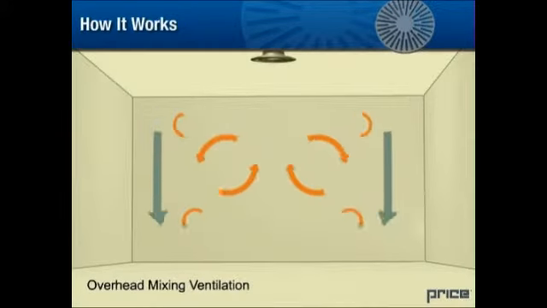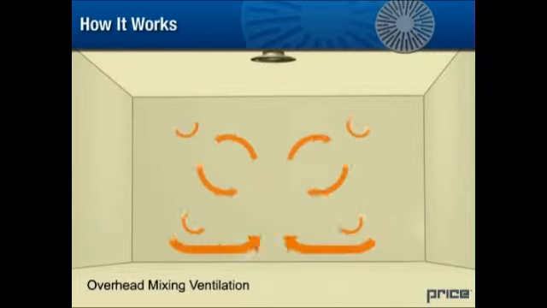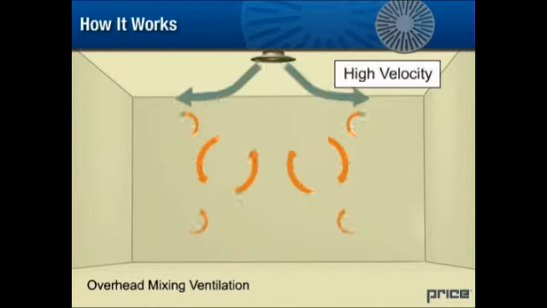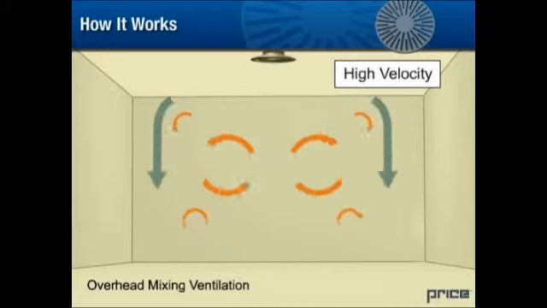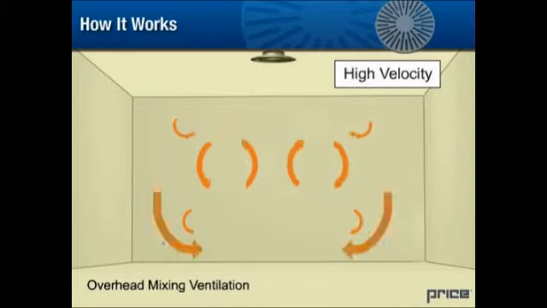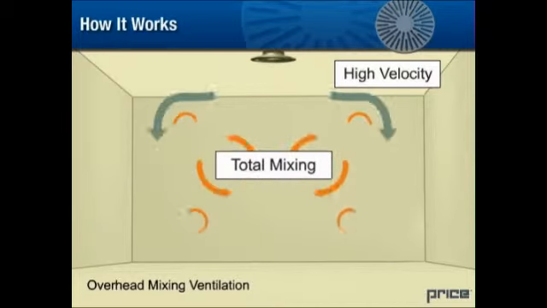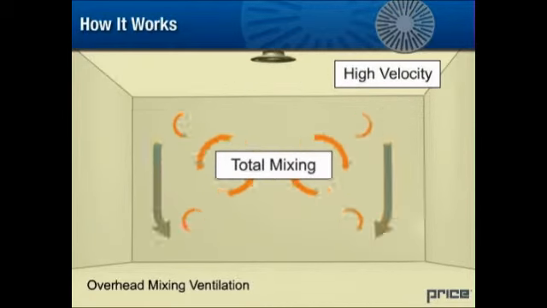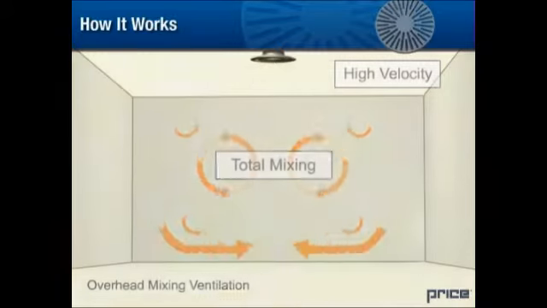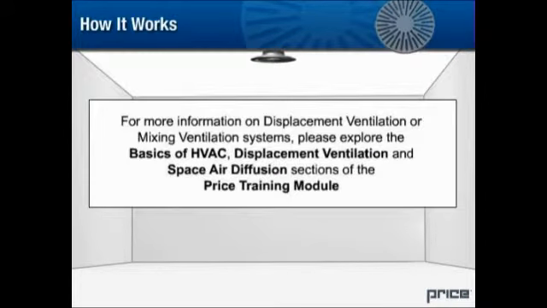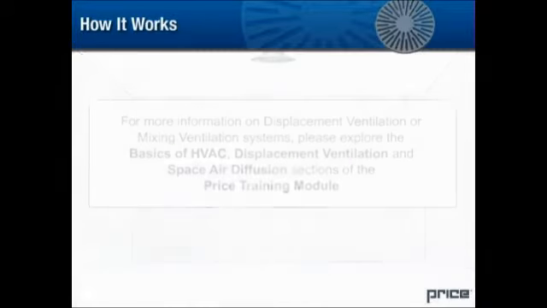A conventional mixing system usually introduces cool supply air at high velocities at or near ceiling level. The high outlet velocity causes induction of room air, thereby rapidly mixing the supply air with the room air. This mixing effect minimizes stratification in the room. For more information on displacement ventilation or mixing ventilation systems, please explore the basics of HVAC, displacement ventilation, and space air diffusion sections of the Price Training Module.